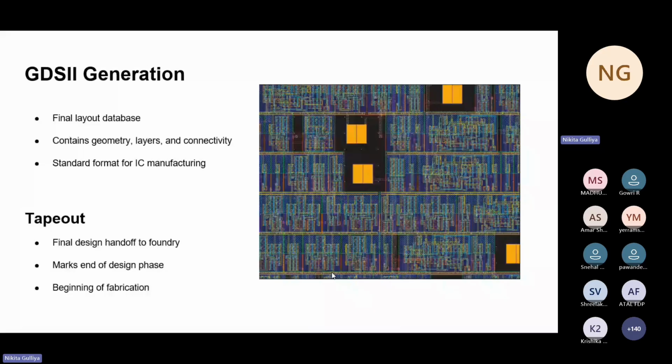And the final step is tape out. Tape out is the handoff of the final design to the foundry. It marks the end of the design phase and the beginning of fabrication. After tape out, the chip moves into manufacturing.